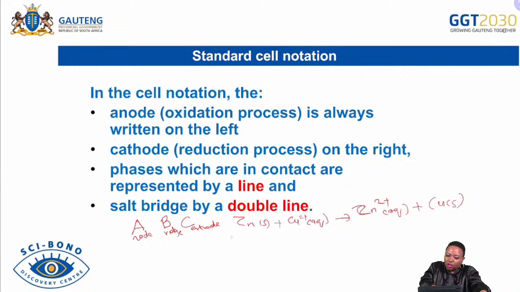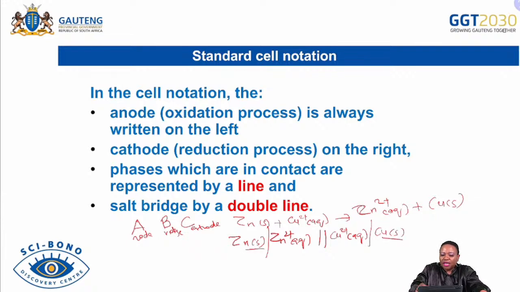So we're going to start with the solid zinc, and then phase boundary, it becomes what? Zn2+ aqueous, and then we are done with the anode side, and then the salt bridge, Cu2+ aqueous, and then phase boundary, Cu solid. So you can see that my solids are always at the edges, outside the half cells, and the bridge separates the two half cells. So we just say zinc forms Zn2+ and Cu2+ forms copper.